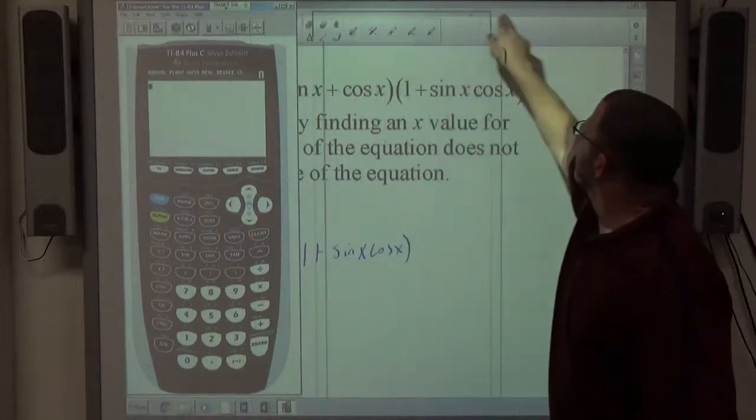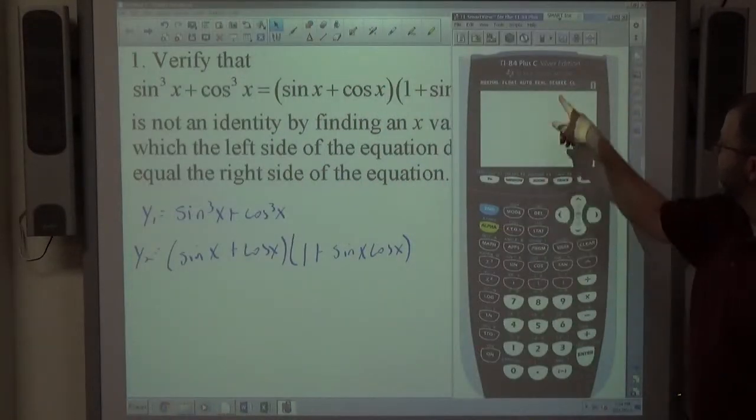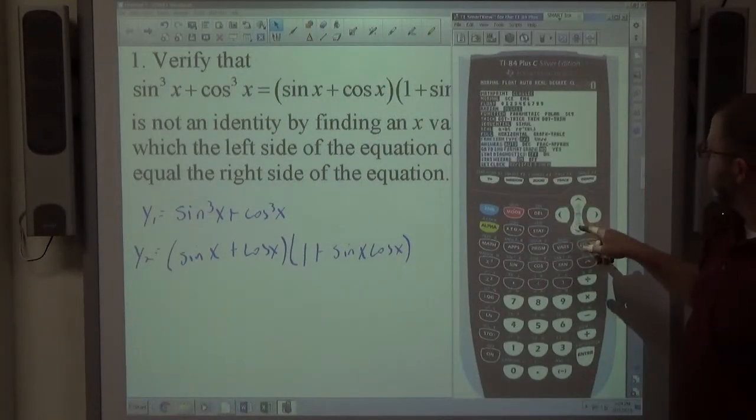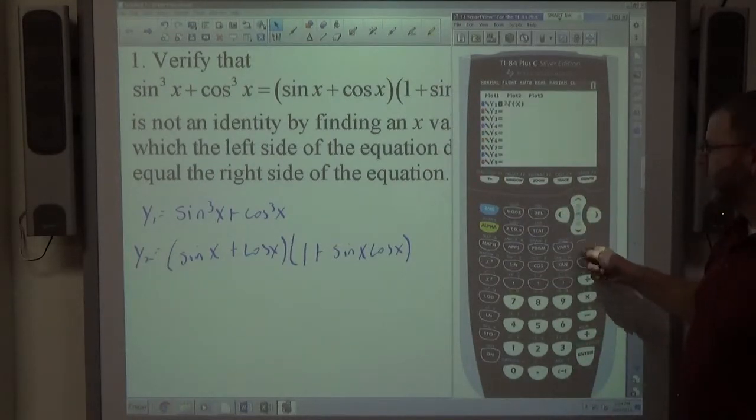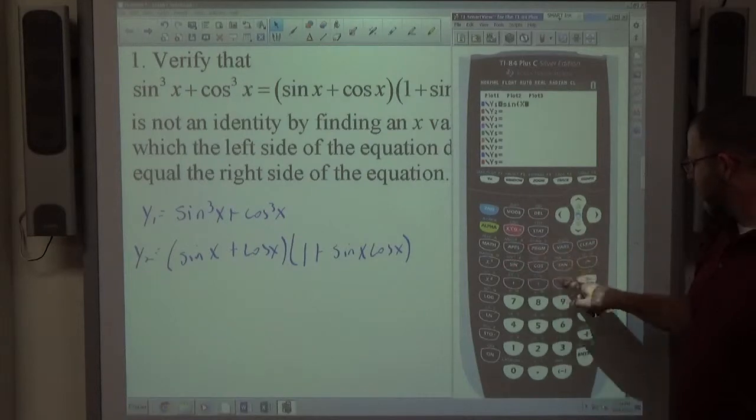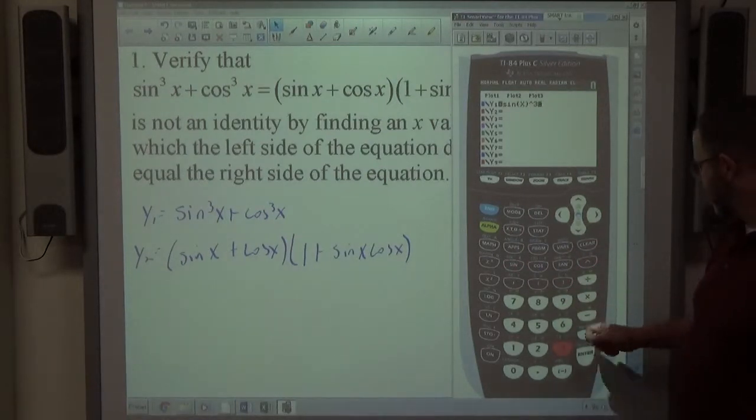I want to make sure my calculator is set to radians, not degrees. So you can see right now it's marked in degrees. So I'm going to go right here and change it to radians. Enter my equations.